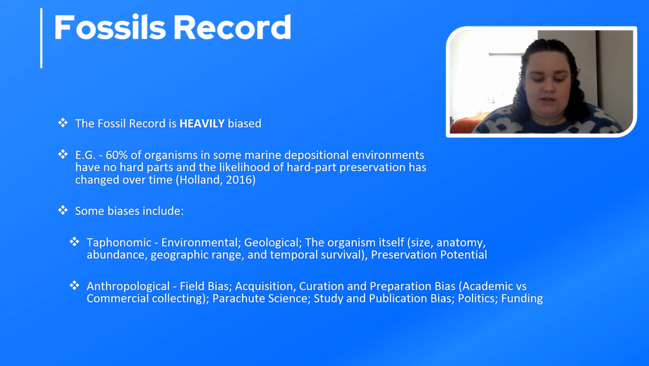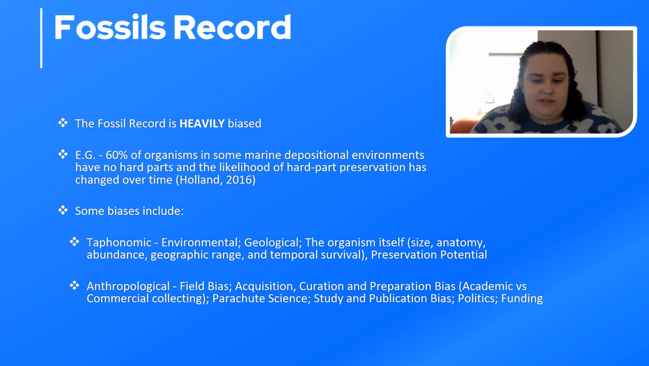Academic collection is when researchers go out into the field and do a dig there and take the fossils back for studying, whereas commercial collecting is where people go out and collect these fossils and then sell them, usually via the internet. There's also a type of science called parachute science, which is where researchers, primarily white, from a Western country go into a country that is not so well developed, and do the study of the fossils, take them out and take them back to their Western country.